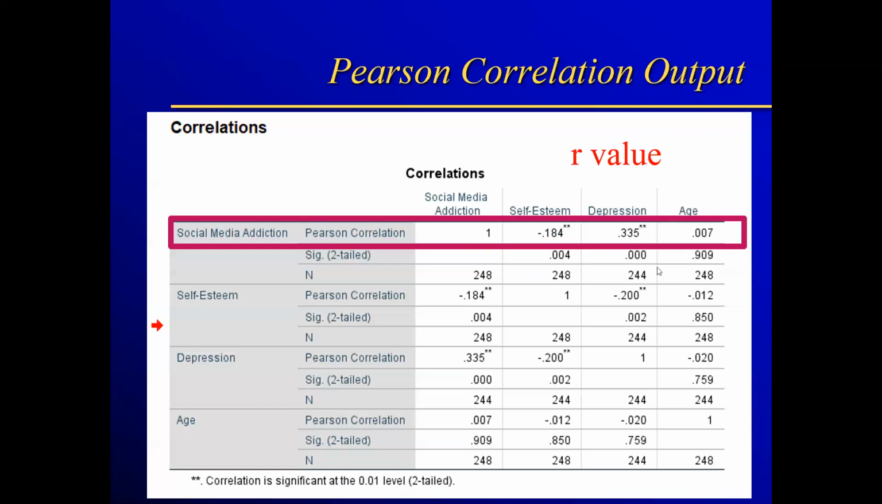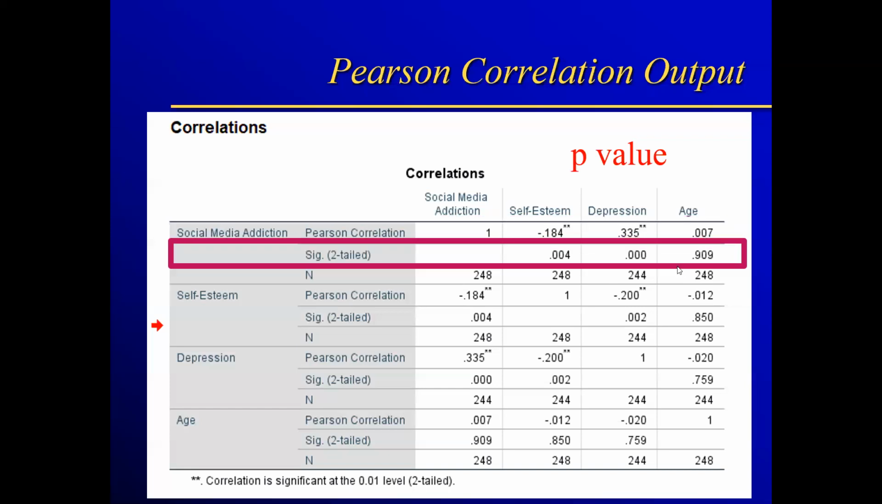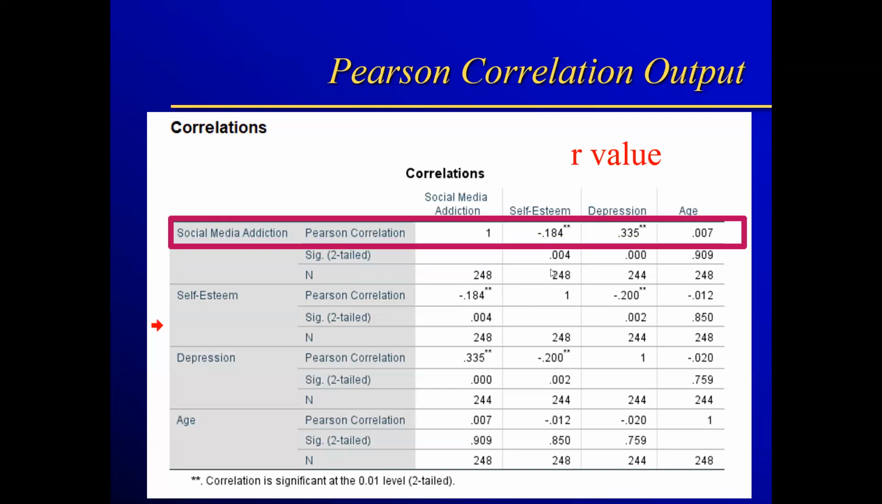All right, so these two rows, we have the R value and we have the P value. I don't have it on this slide, but the row underneath it, that's N, is just how many participants are in that correlation. Here's a good thought question. We see that this correlation between social media addiction and self-esteem has 248 participants. That's what this N represents.